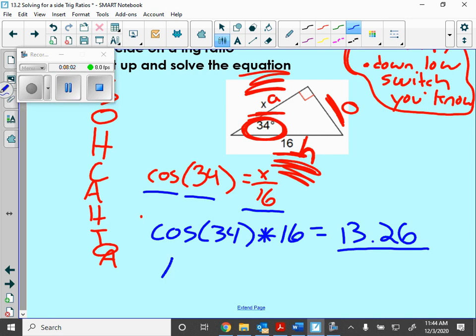You have to put cosine in the calculator. Then 34. Then close your parentheses. Then multiply. Then 16. And then enter. And every now and then when you get a funky answer, you got to hit double arrows to get the decimal. Alright? So here we go. Next problem.